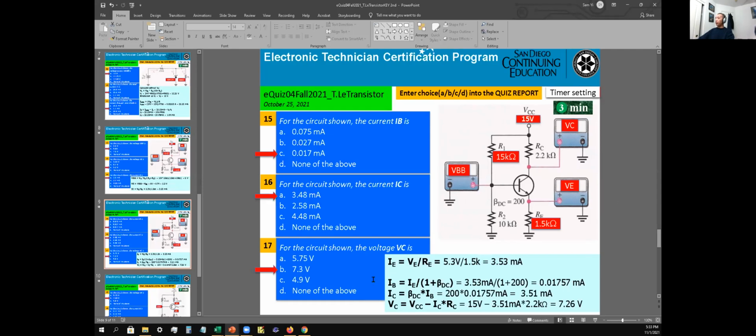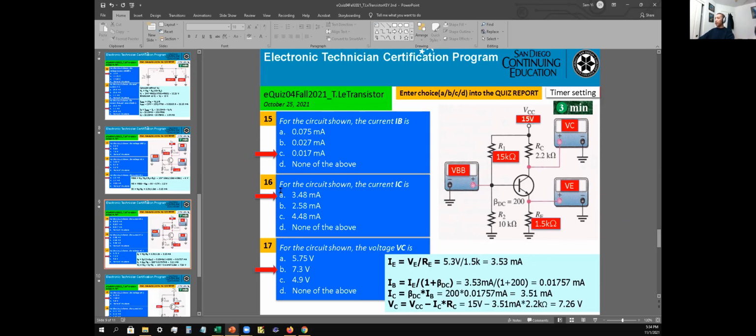Okay, so number 15, for the circuit showing the current IB. We know that IE from the previous was 3.53 milliamps. So IB would be IE divided by the quantity 1 plus beta. That would be 3.53 milliamps divided by the quantity 1 plus 200, and that yields 0.01757 milliamps. You can drop off the last two digits, 0.017 milliamps would be fine. So the answer is C as in cat for number 15.